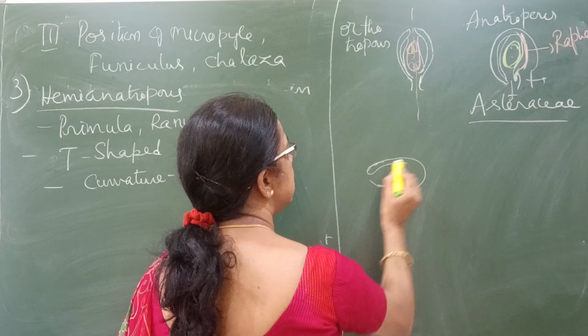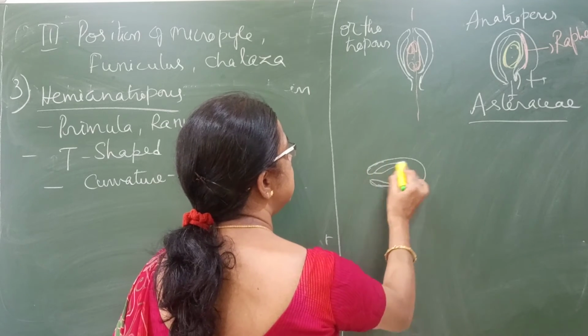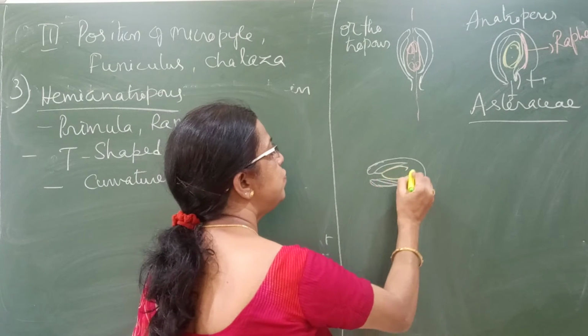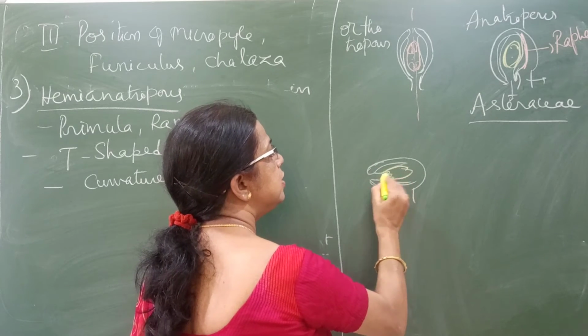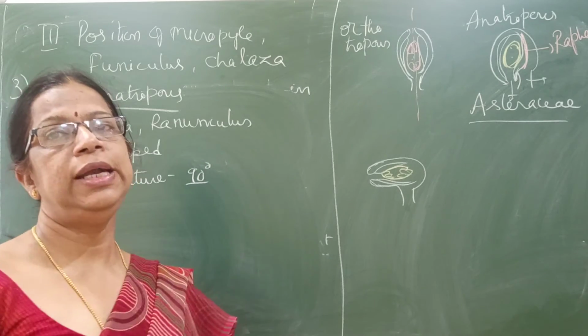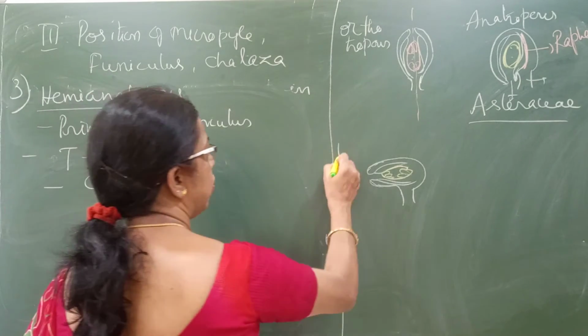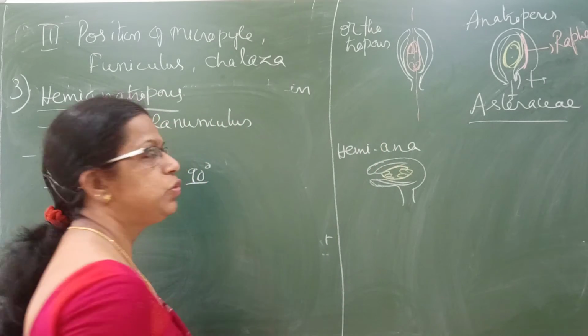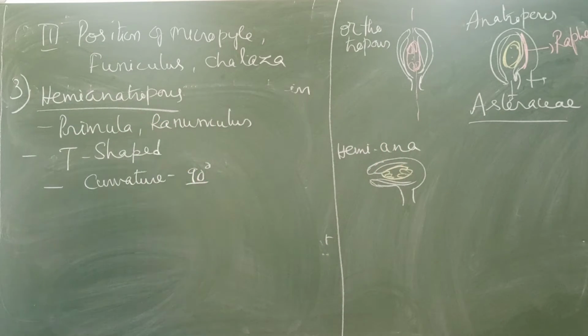So it comes exactly like this. The body of the ovule is bent to an angle of 90 degrees. So this bending is called hemianatropous. Hemianatropous, or it is half of the anatropous condition.